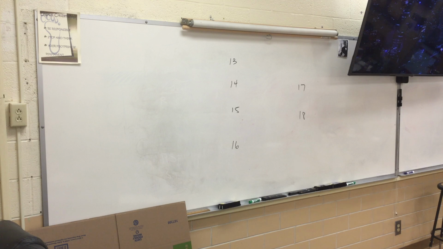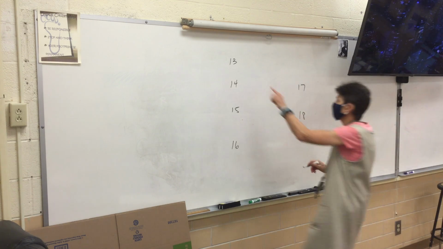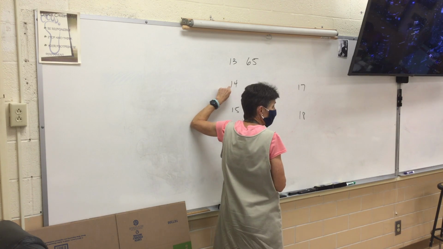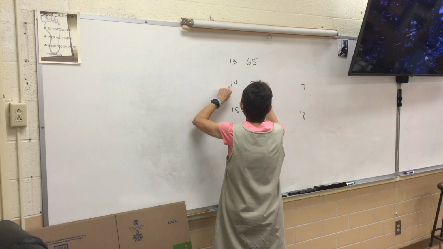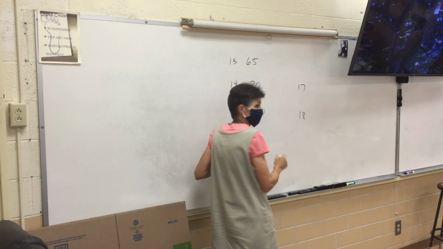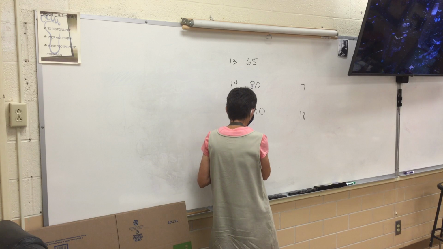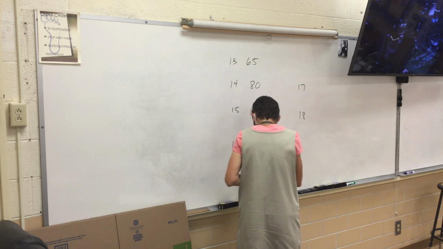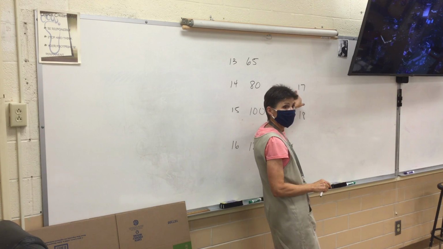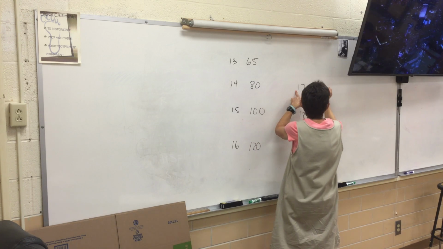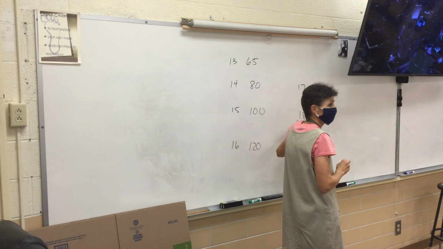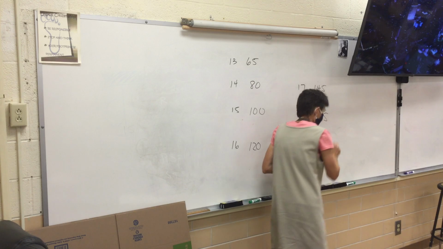You got everything, DJ? All right, DJ, what'd you get for 13? I got 65. Okay, Declan, what'd you get for 14? I got 80. Anybody get 15? Alec? 100. And 16? Scout? 120, or 170. I think it's 120. Okay. Patrick? The next one's 145. And 18? Pam? 155.